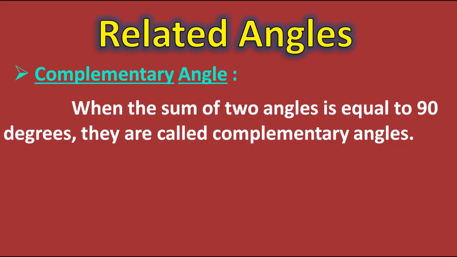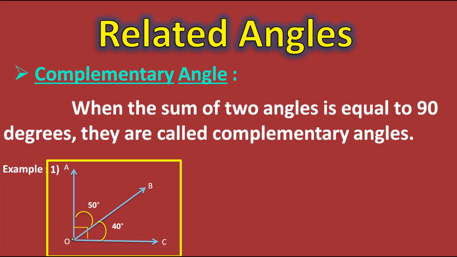When the sum of 2 angles is equal to 90 degrees, they are called complementary angles. For example, see here we have 2 angles which measure 50 degree and 40 degree. When we add them up, we get the answer as 90 degree. So we can say these 2 angles are complementary angles.